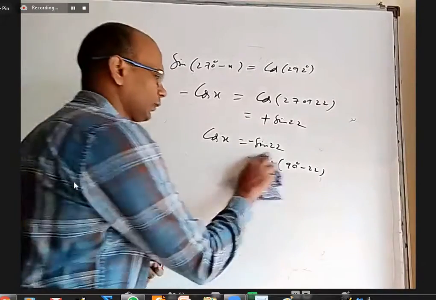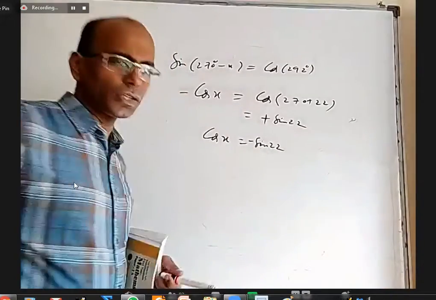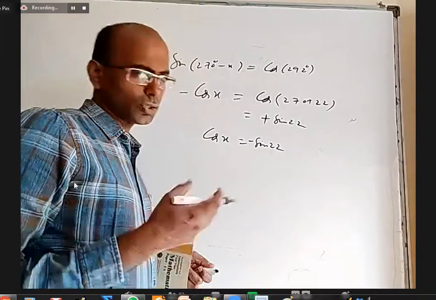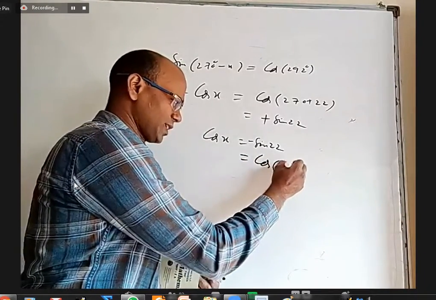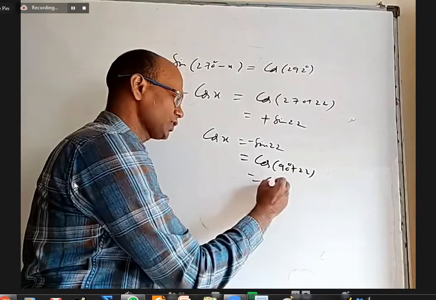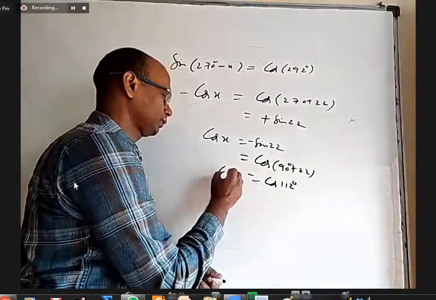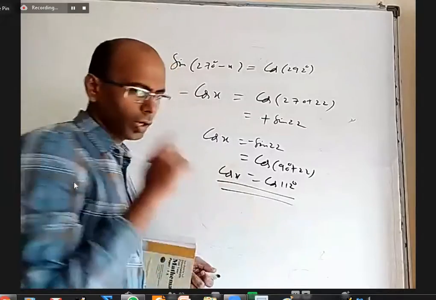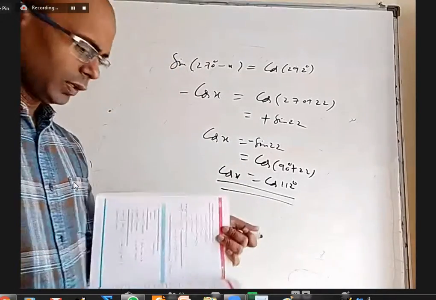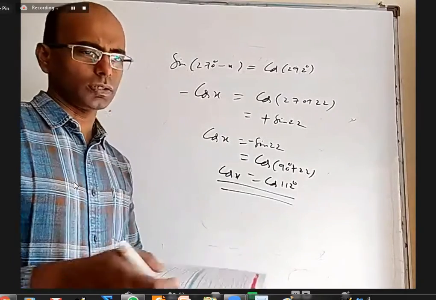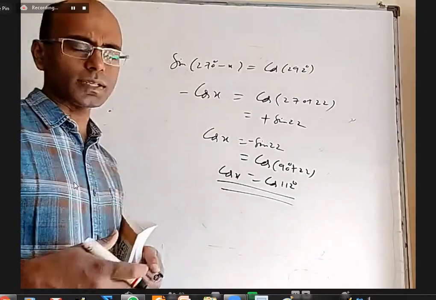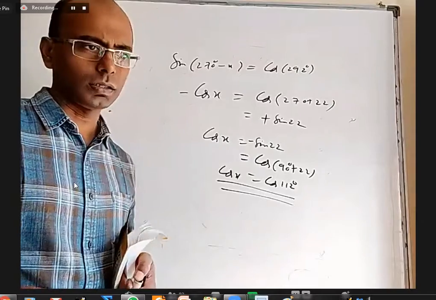Okay. So how to write this minus into cos? First quadrant we cannot get, in second quadrant we can get. So we can write this as cos 90 plus 22, which is cos 112. So cos x equal to cos 112. You can write general solution. If you want between 0 to 360, there are only two values. Cos is negative in second and third.